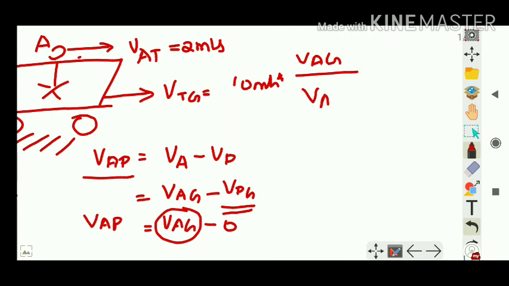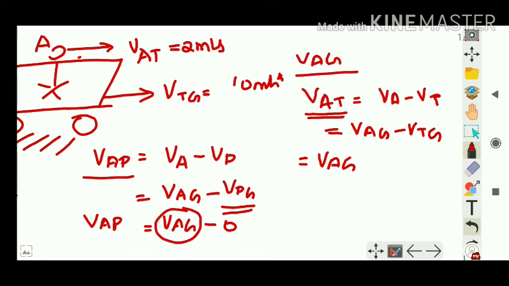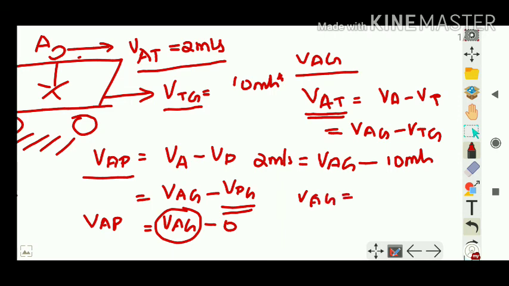So what is VAT? That is the velocity of A minus the velocity of the trolley, or we write it as VAG minus VTG. With respect to ground we are writing every person's or each object's velocity. What is VAG? I don't know, that is what I have to find. VAT I have written as 2 meter per second, minus the trolley's velocity with respect to ground, which is 10 meter per second. So I can easily find VAG, it is 12 meter per second. Easy. Now we have found the value of VAG.